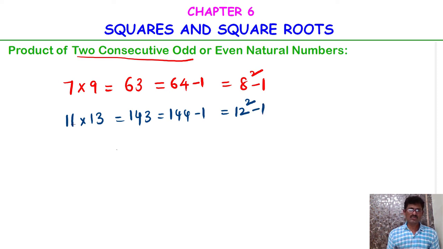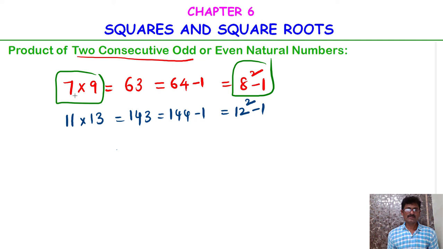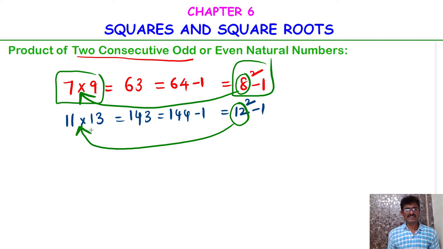If we observe these two, we can observe one thing. Here we have 7 times 9. Here we have 8 square minus 1. That means 7 times 9 is nothing but 8 square minus 1. That means how this 8 comes? This 8 is the middle number of this 7 and 9. Similarly here also this 12 is nothing but the middle number of this 11 and 13. So in the same way, if we want to find out suppose 15 times 17, we can usually calculate this by writing the middle number is 16.